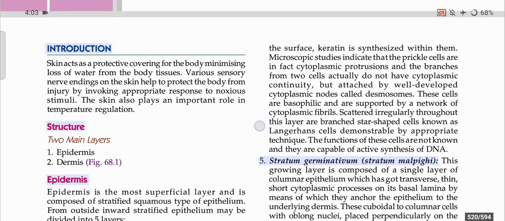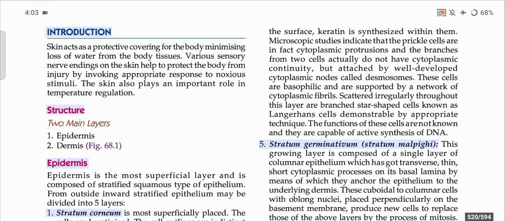Let us introduce skin. Skin is a protective covering for the body, minimizing the loss of water from the body tissues. Various sensory nerve endings on the skin help to protect the body from injury by invoking appropriate responses to noxious stimuli. The skin also plays a very important role in temperature regulation.